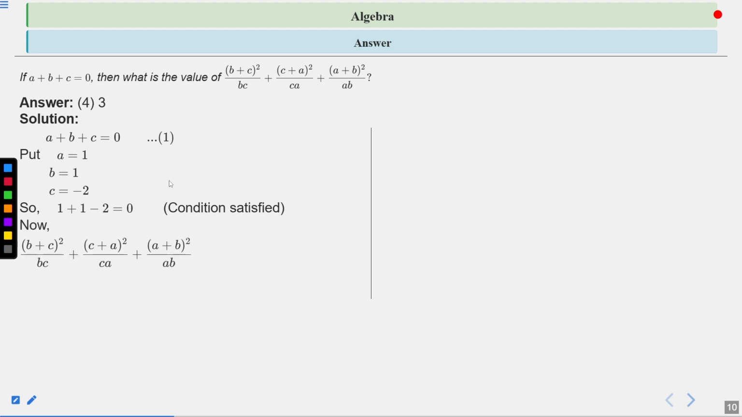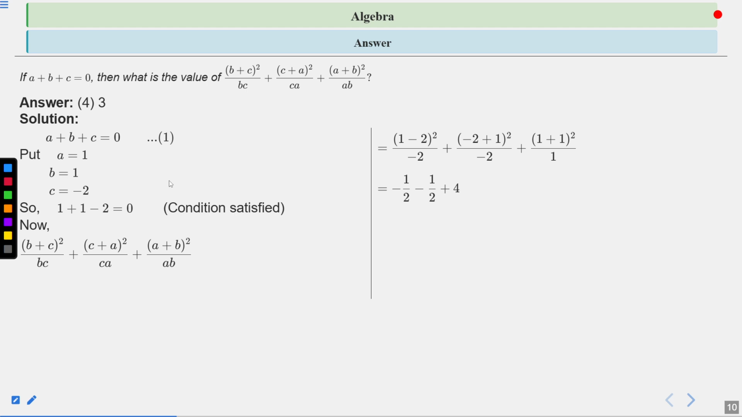Now we just put the values of a, b, c which we let in the given equation, which is (b plus c) whole square upon bc, plus (c plus a) square upon ac, plus (a plus b) whole square upon ab. So when we put the values, we get (1 minus 2) whole square upon -2, plus (-2 plus 1) whole square upon -2, plus (1 plus 1) whole square upon 1.